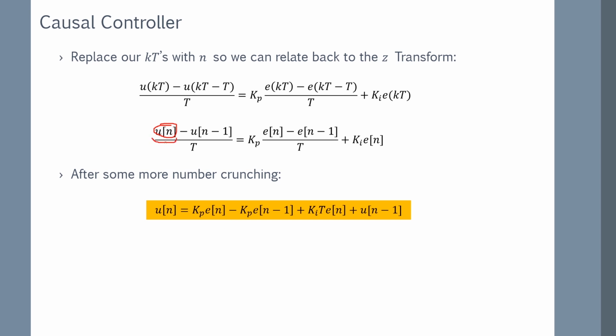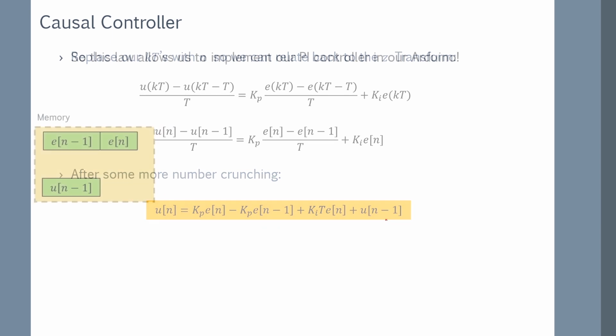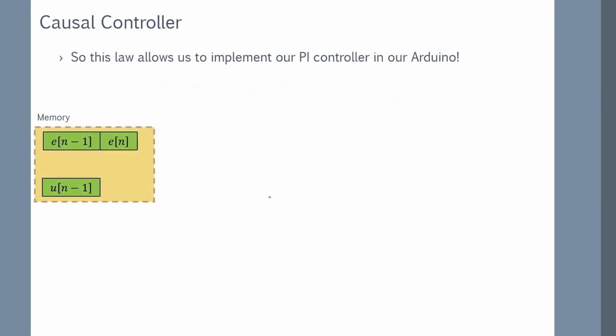Since we isolated the value of the current output as a function of the current measurement, past measurements, and past outputs, this means that we can now compute the next output of the controller with data that we can store in memory. So we can actually implement that expression, let's say, in our Arduino.